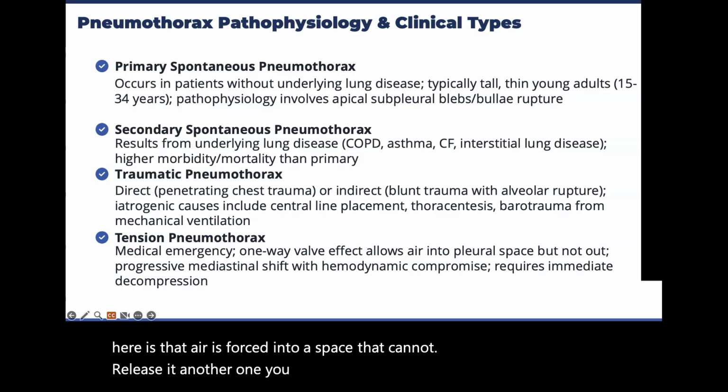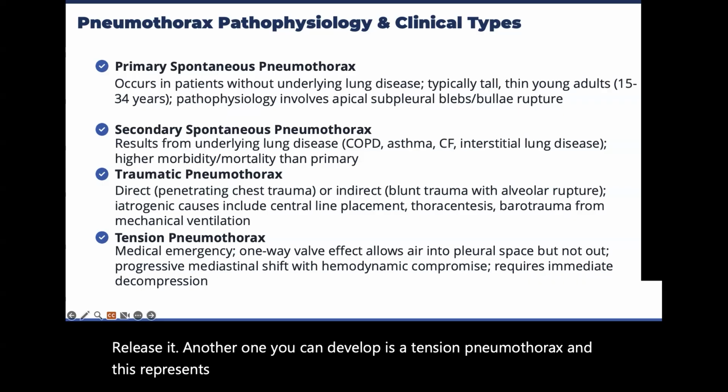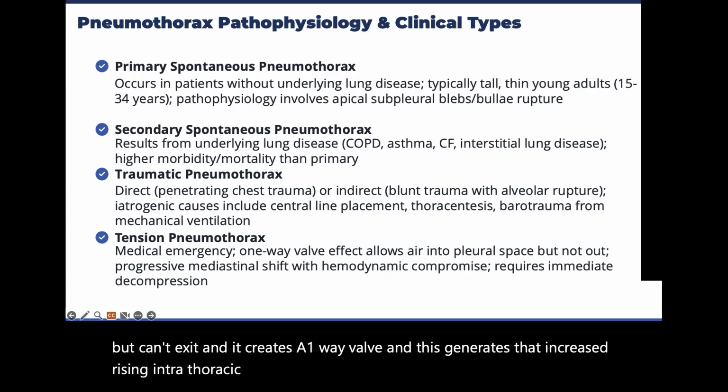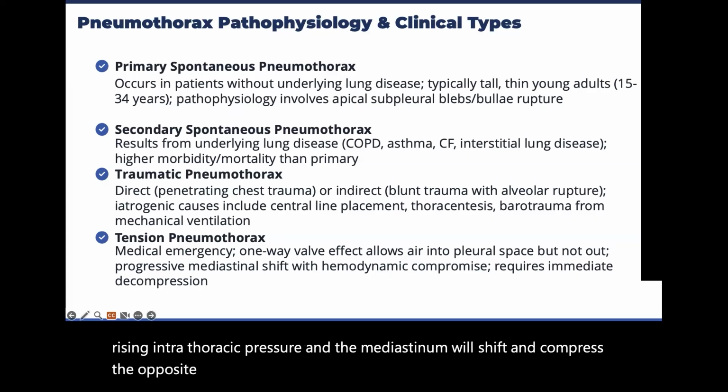Another one you can develop is a tension pneumothorax, and this represents an extreme form. This is where air enters the pleural space but can't exit, and it creates a one-way valve, and this generates rising intrathoracic pressure, and the mediastinum will shift and compress the opposite lung and vena cava and reduce venous return and can cause obstructive shock and cardiovascular collapse.